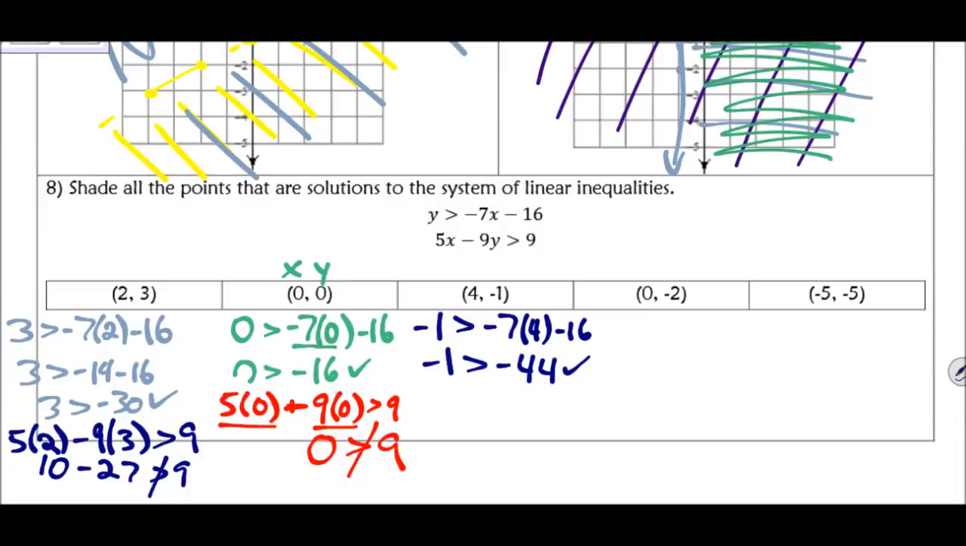Same thing for the next one. 5 times 4 minus 9 times negative 1 is greater than 9. 5 times 4 is 20. Negative 9 times negative 1 is just 9. That's 29, greater than 9. That's true. So they both work. That means it's a solution to that system of inequalities. It has to work for both inequalities.